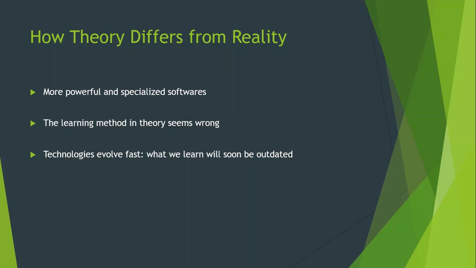Also, the learning method in theory seems wrong. I believe that in class we only learn to know the stuff by heart, but in reality you have a lot of resources. You can use forums, websites, books, your friends, your neighbors. You can use phone services, etc. So I believe that in theory we should learn how to be fast with the softwares and not how to know them by heart.